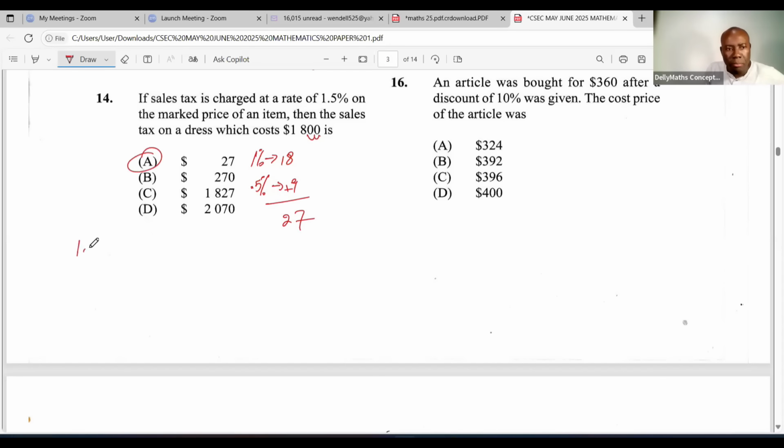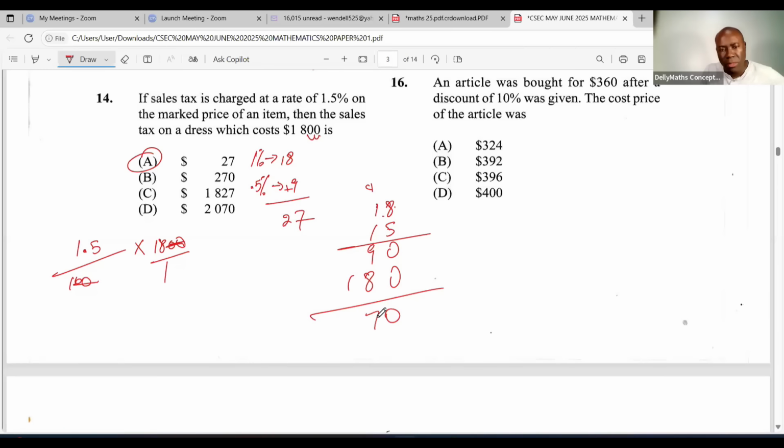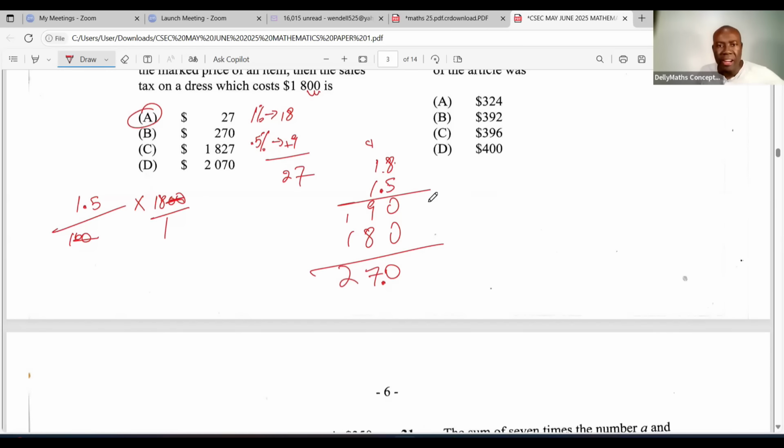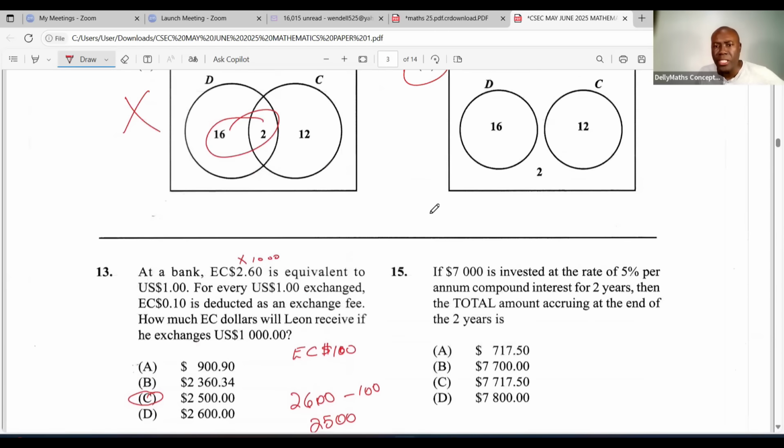Or you could have said 1.5 as a percentage times 1,800. The 2 zeros cancel 2, so you're going to actually work out 18 times 15. 8 times 5 is 40, carry the 4, and so on, put on a 0, and you get 270. Place a decimal because it's 1.5, and you get 27. Whichever way you want to get there, you can get there. It's up to you. Now let's go to number 15.